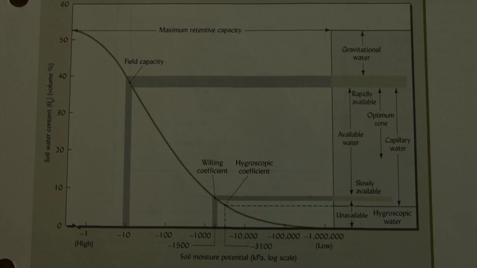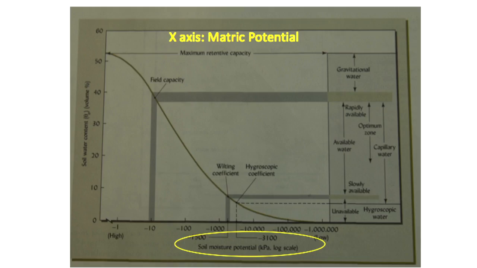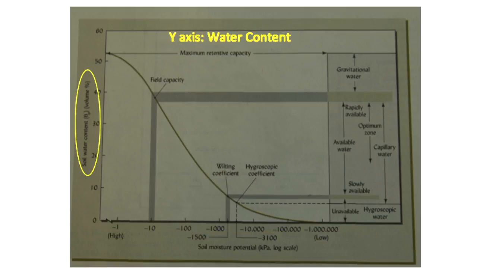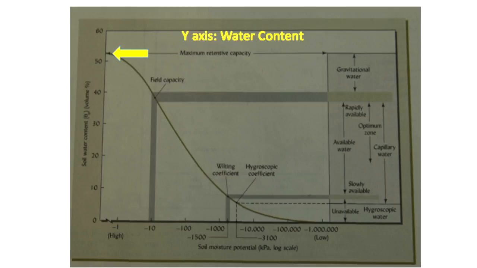Here we have a water retention curve. A water retention curve relates matrix potential, which is on the x-axis, to water content on the y-axis. To begin, we start with a saturated soil with a matrix potential of 0. As water content decreases, the ability for soil to hold onto water molecules decreases. The initial draining of water from soil is the draining of the gravitational water.